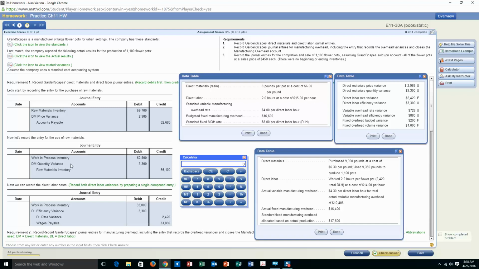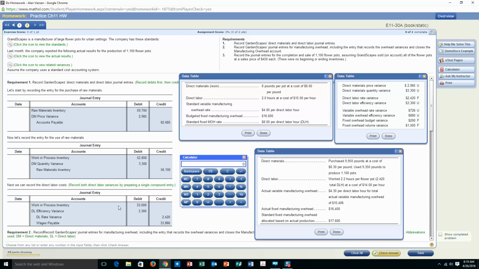The next one is a journal entry to use the raw material. We'll take the 1,100 pots that we made, multiply it by the standard of 8 pounds per pot, and then multiply that by the standard cost of $6, and that's 52,800. The raw materials used will be 9,350 times the standard of $6, and the difference will be the unfavorable $3,300 quantity variance for direct material.